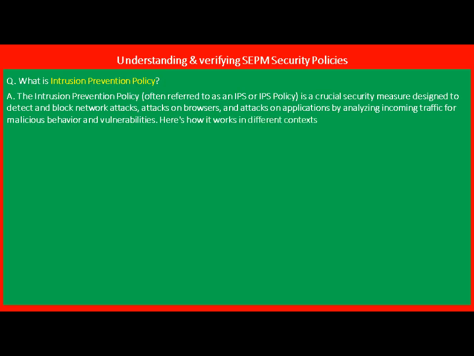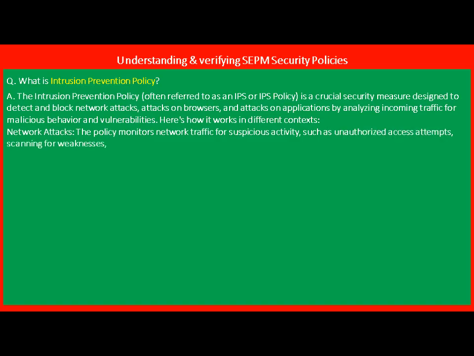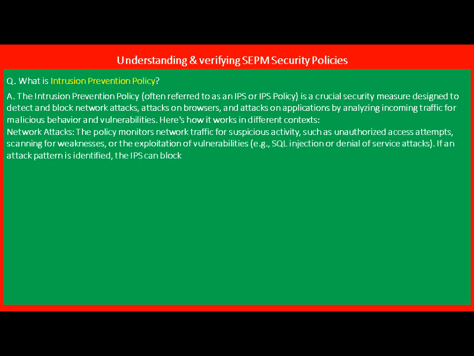Here is how it works in different contexts. So, network attacks. The policy monitors network traffic for suspicious activity such as unauthorized access attempts, scanning for weaknesses, or the exploitation of vulnerabilities. Examples are SQL injection or denial of service attacks. If an attack pattern is identified, the IPS can block the malicious traffic in real time, preventing further damage to the network.